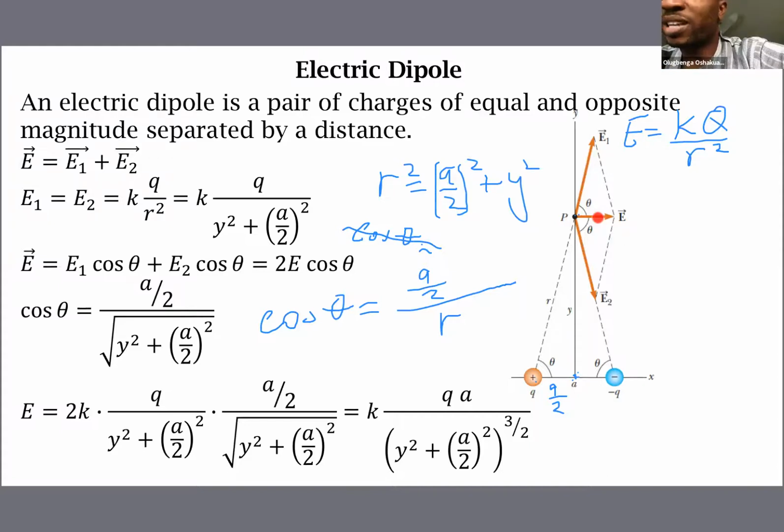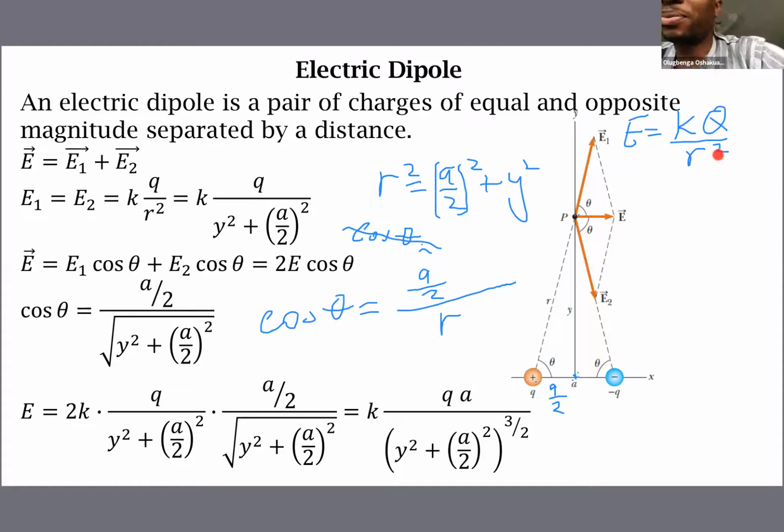Somebody is asking, how did you get R squared? R squared is from the formula for electric field strength, KQ over R squared. We are trying to calculate the electric field from this point P to charge Q and minus Q, and the length here is R. So from Coulomb's law, coming to the formula for electric field, we know that the distance is R, and we will need to say R squared.